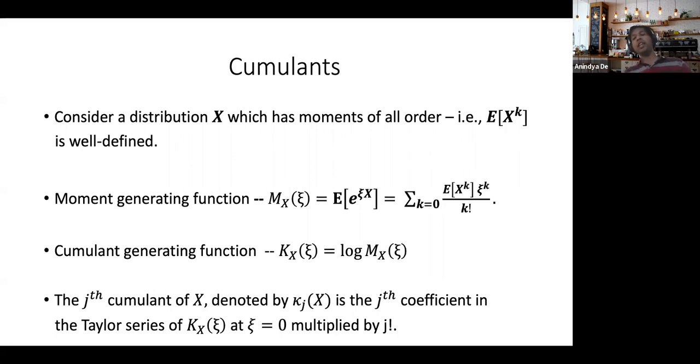The jth cumulant is the analog of the jth moment for the cumulant generating function. Namely, do the Taylor expansion of the cumulant generating function around xi equals 0. Now look at the jth coefficient and multiply by j factorial. That's the jth cumulant of the random variable x. That's how it's defined, but it's quite cumbersome to work with. So let me just tell you the operational thing.